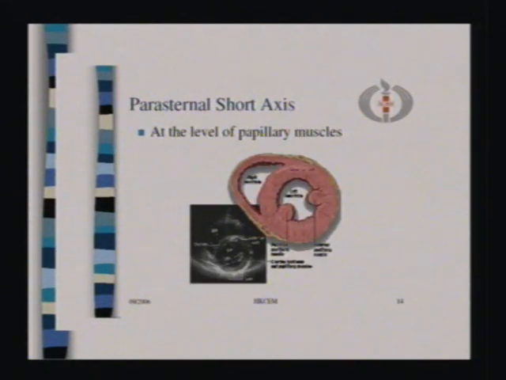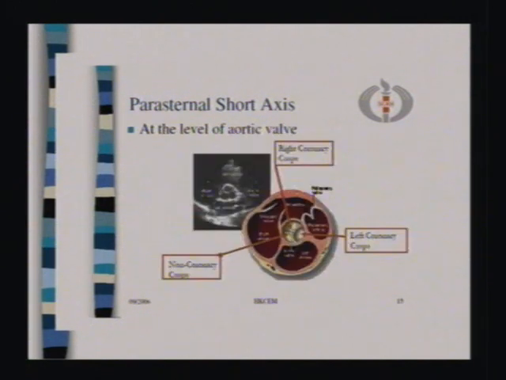This is the parasternal short axis view at the level of the papillary muscle. You can see the left ventricle and the right ventricle as a cut section on the short axis, and you can see the two papillary muscles also in the left ventricle. The picture can be seen as it's seen in a cut section of a heart, and below you can see it as we see it on the echocardiography.